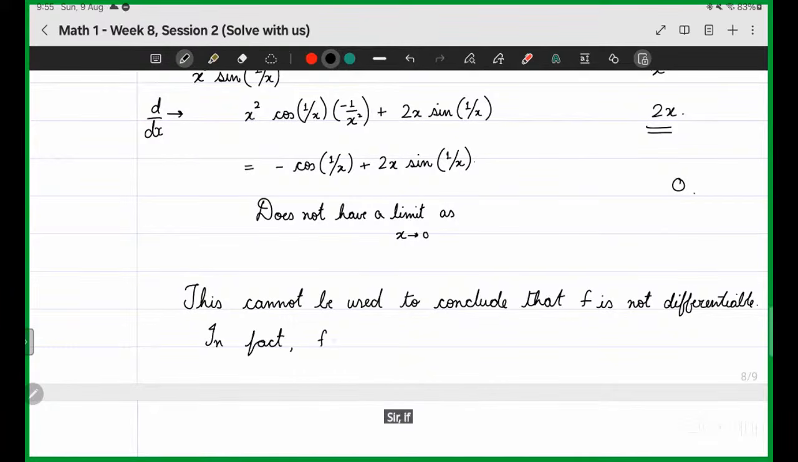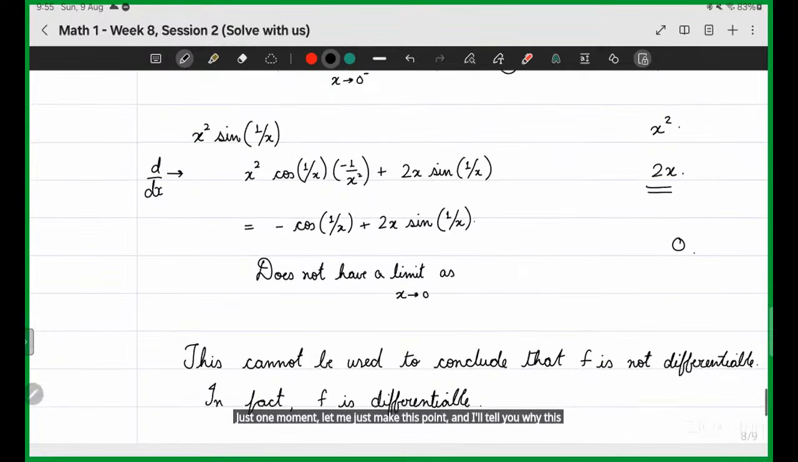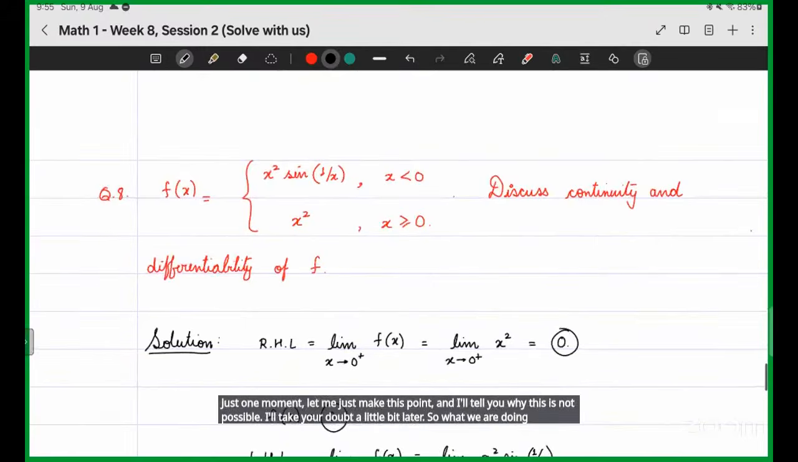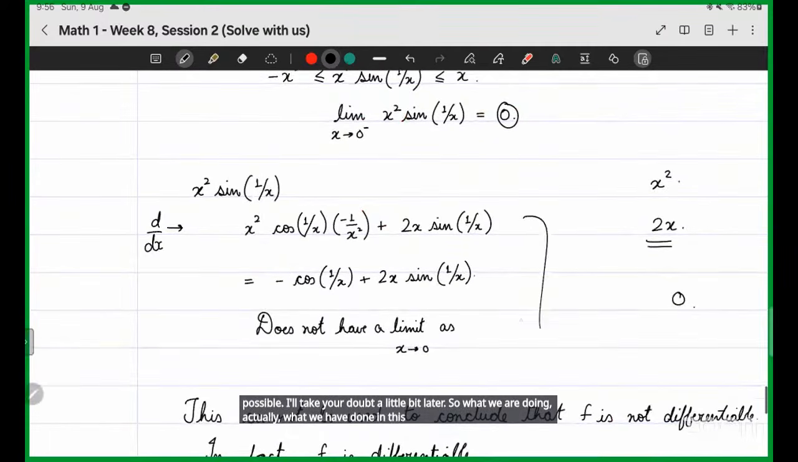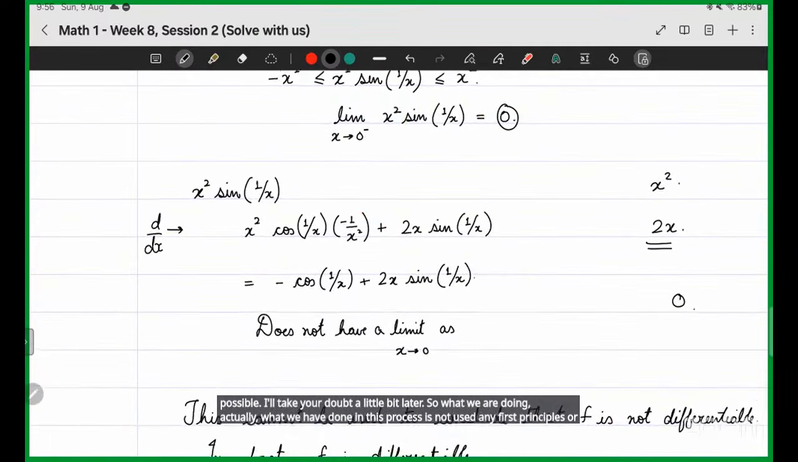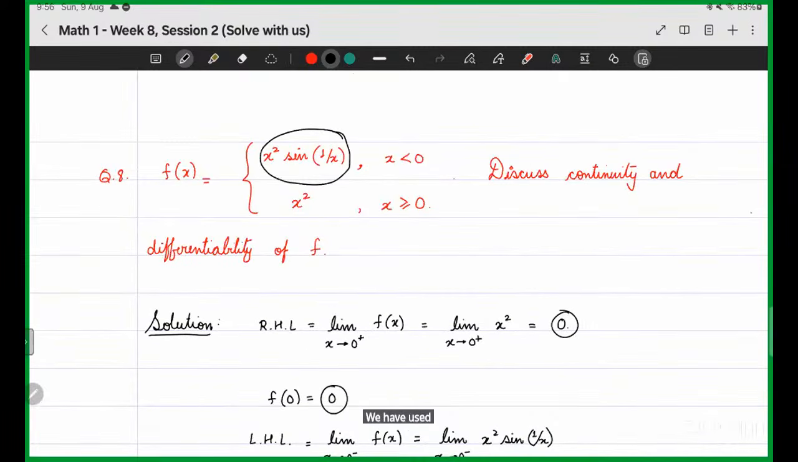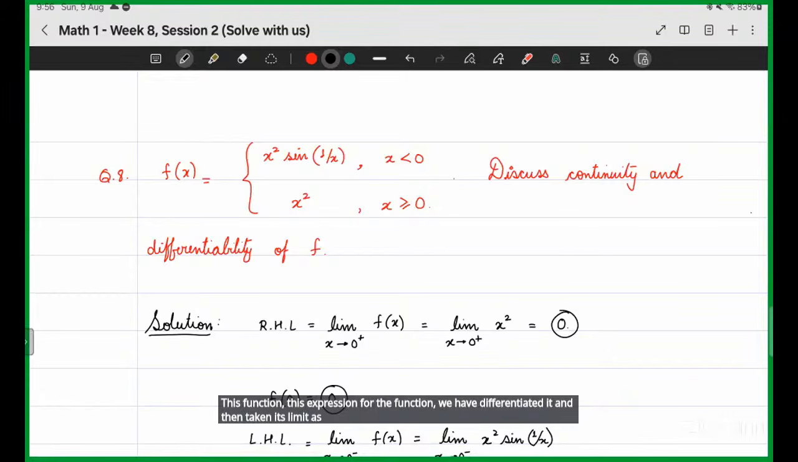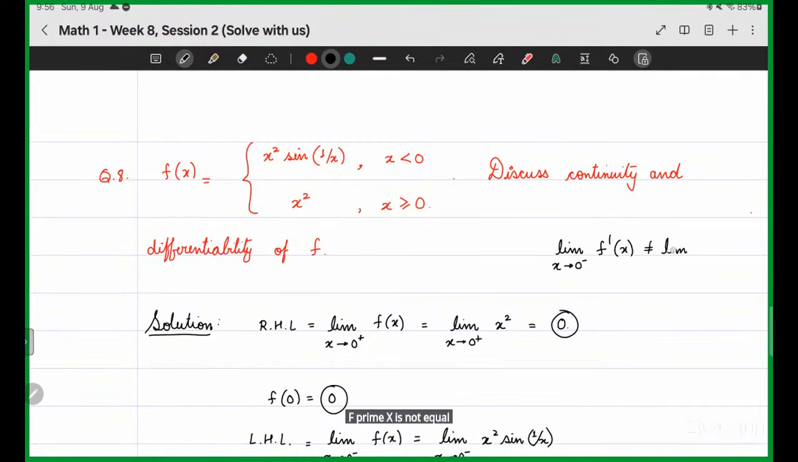Sir, if we use instead, is f of x differentiable? Excuse me, sir. Just one moment. Let me just make this point, and I'll tell you why this is not possible. I'll take your doubt a little bit later. Okay. What we have done in this process is not used first principles or anything. We have used the expression for the function, differentiated it, and then taken its limit as x goes to 0. What we have said is that the limit as x goes to 0 of f prime of x does not exist.